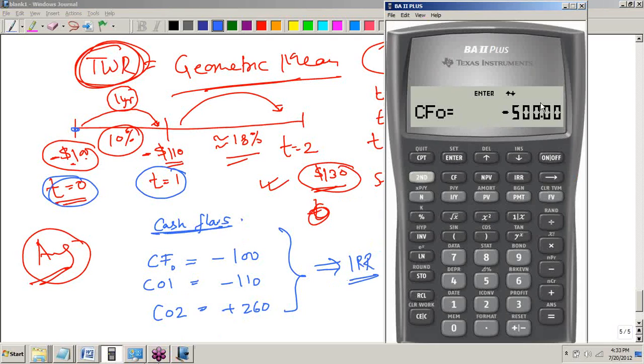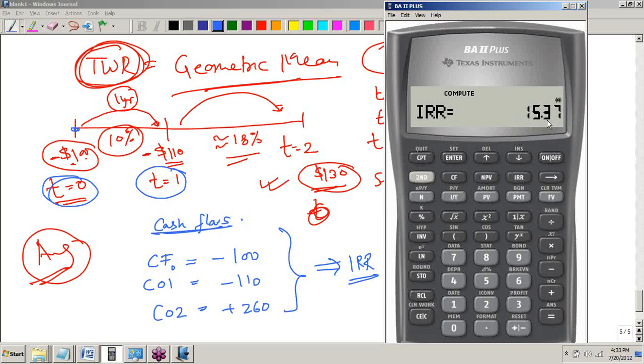So this is cash flow, but we have other items. Please note that you have to clear the earlier work. So you press the second button, and then after that clear work. It will ensure that whatever value you had stored is gone now. We put 100 negative, so press the minus sign, press enter, press the down button. C01 is 110, press minus, press enter. Frequency is 1, C02 is 260, press 1, and then press IRR and press compute.